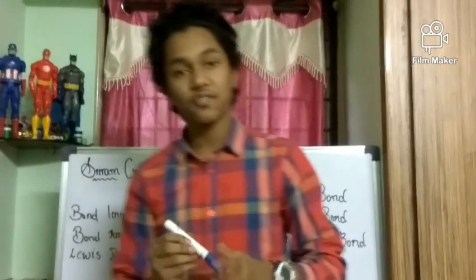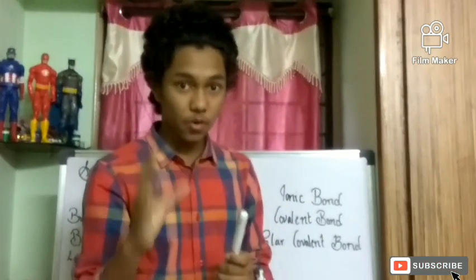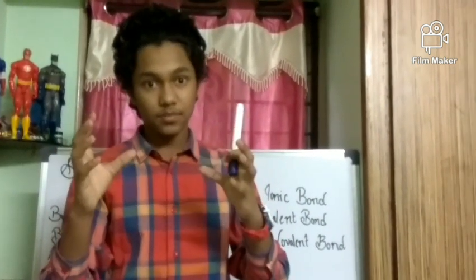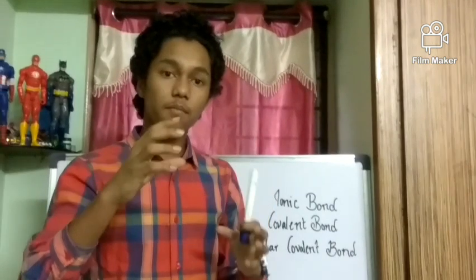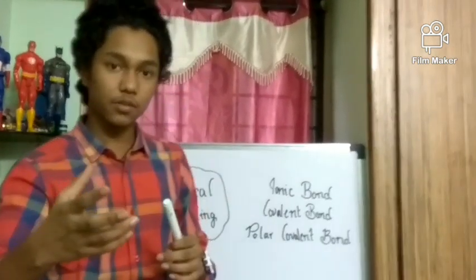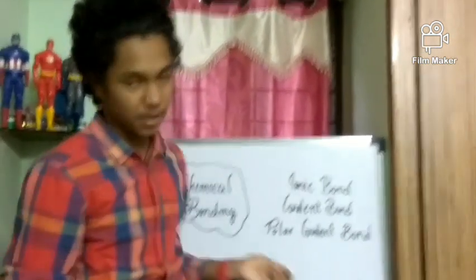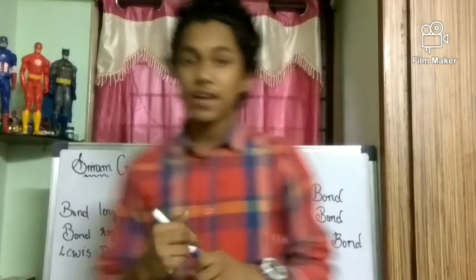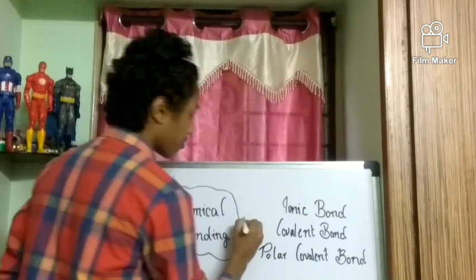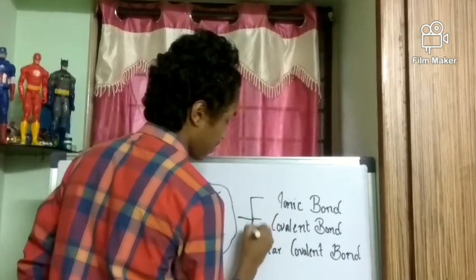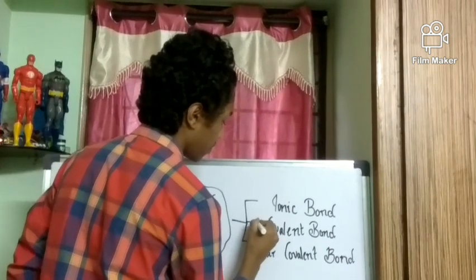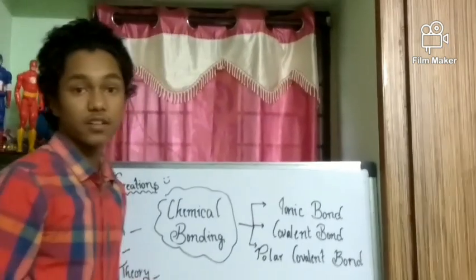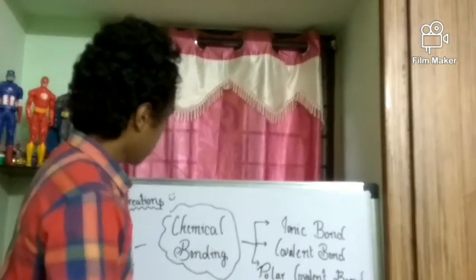So let's get to the definition. The attractive forces between two atoms or ions to form a molecule, or in a molecule, are known as chemical bonds or chemical bonding. There are three types of chemical bonds. I think everything is clear. If not, rewind the video so that you can understand it better.